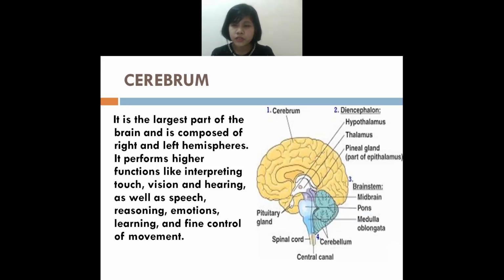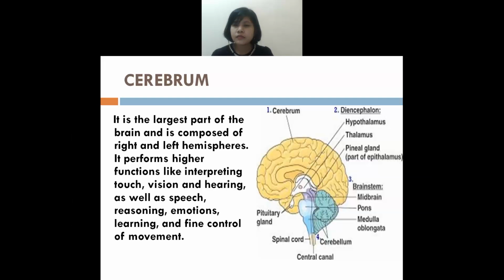We can differentiate between the things which we see. That is vision. And next is hearing. The cerebrum also helps in the hearing system, and the cerebrum also helps in speech, to speak. Next is reasoning. Reasoning means to give reasons for the things you have been performing, why it is occurring. So you are able to reason things because of the cerebrum. Next is emotions. You can also control your emotions with the help of the cerebrum.